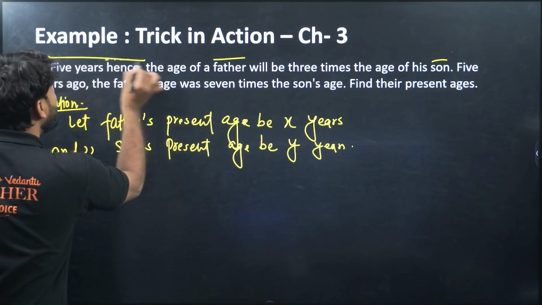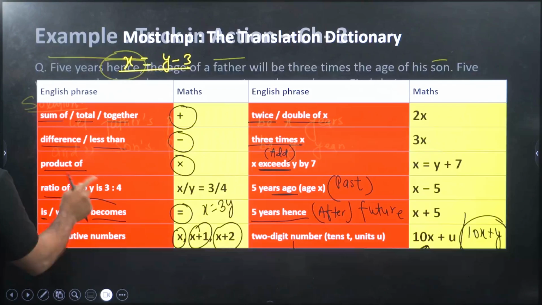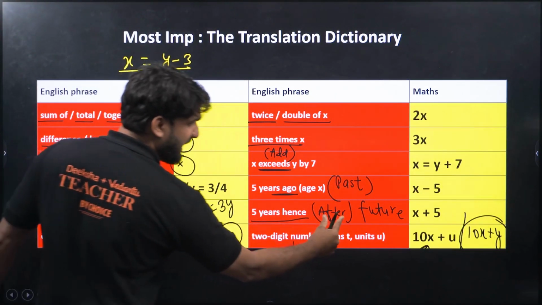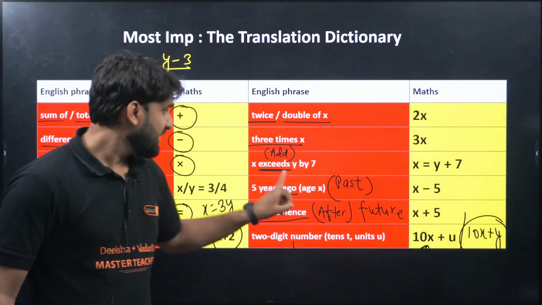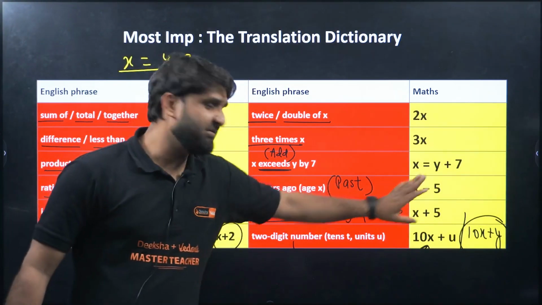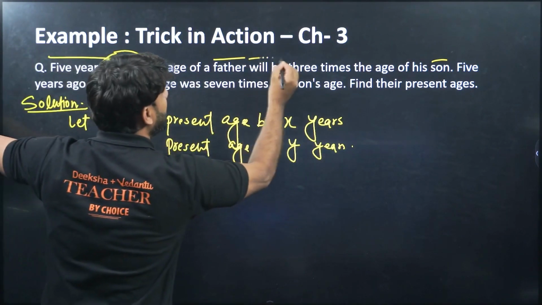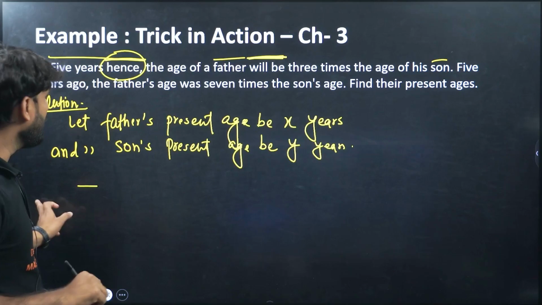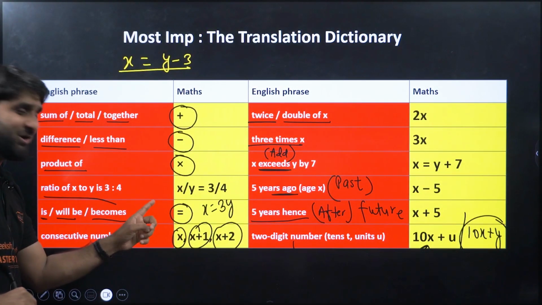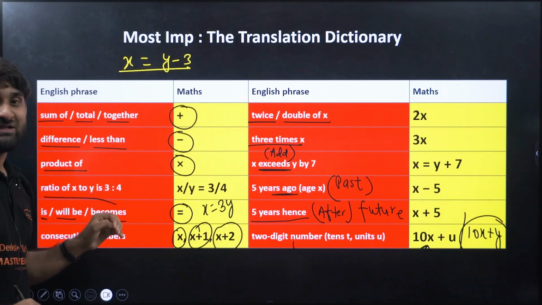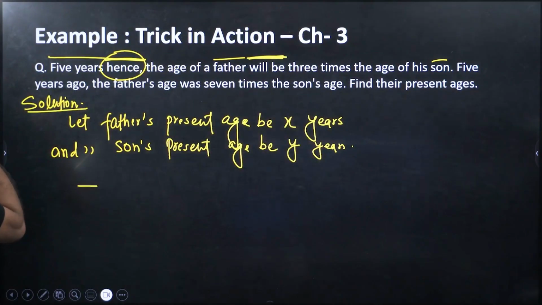5 years hence. Hence means what, champions? Hence means after, future. Hence means the sign will be add. Ago means the sign will be negative. So we are talking about hence. 5 years hence, the age of father will be. And do you know what "will be" means? Will be means equal. So I have given you this powerful translational dictionary terminology that you are required to use to make the equation. So let's make the equation.